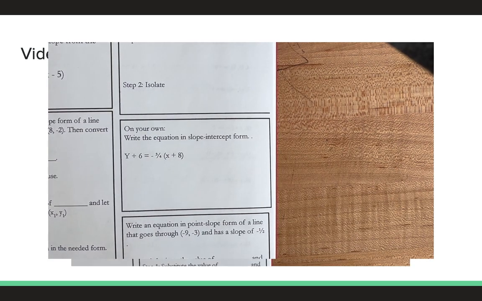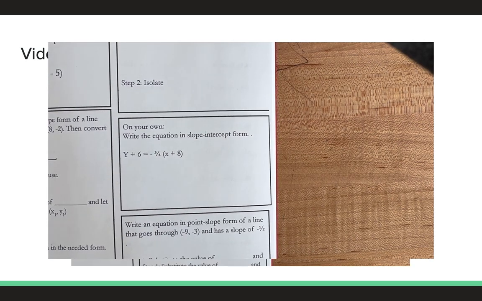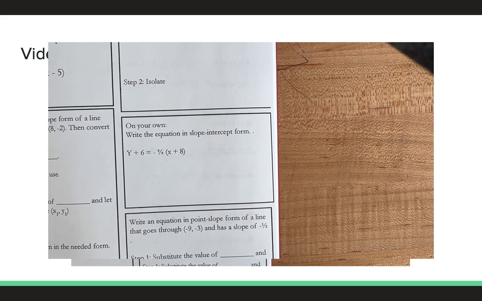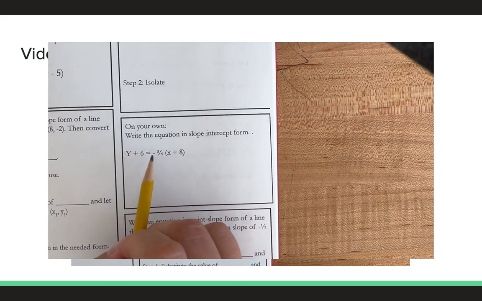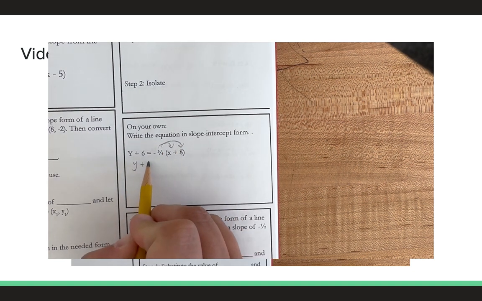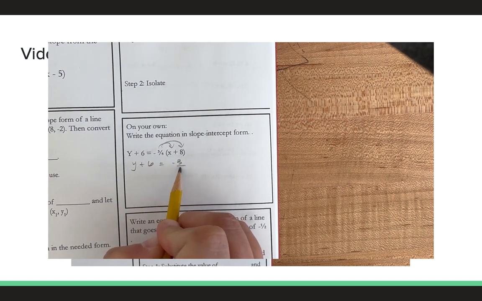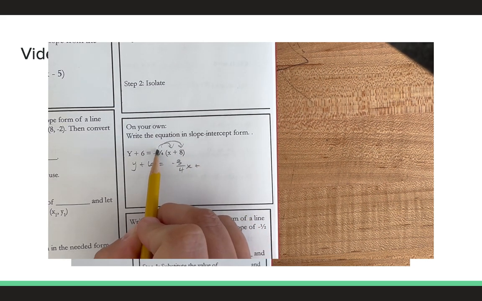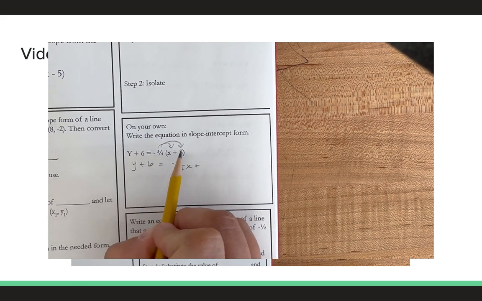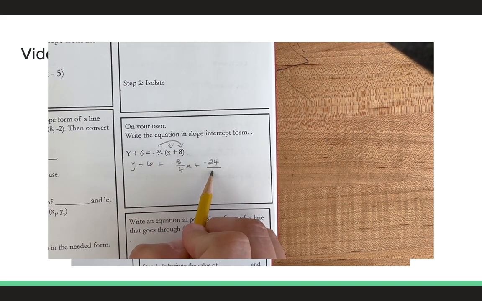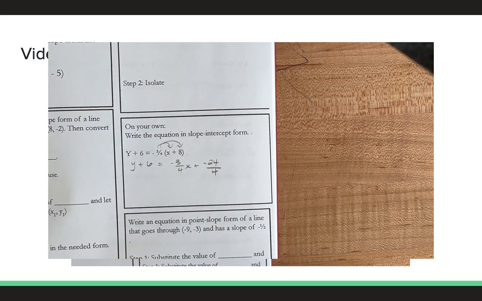Okay, in this on your own problem, and this is the only one on this page, we're going to be writing the equation in slope-intercept form. So you can notice that this is already written in point-slope form. I am going to distribute. My first step is to always distribute. So y plus 6 equals negative 3/4 x plus a negative 3/4 times 8, which is negative 3 times 8, negative 24 over 4. Okay.